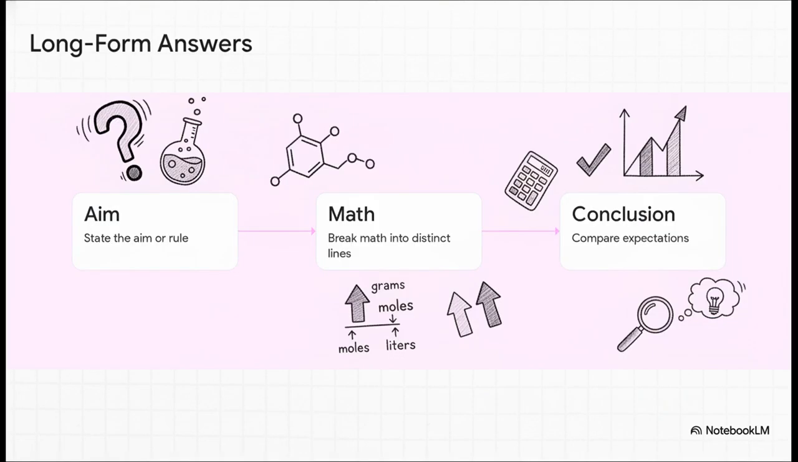When it comes to those intimidating, long-form, written answers, structuring your response sequentially is how you guarantee maximum points. Please don't just write a messy wall of text. First, state the aim or the exact chemical rule you're applying. Second, clearly display your math on distinct lines and always include your units. Finally, compare your initial expectations against your actual analytical conclusion. Just make it incredibly easy for the examiner to give you the points.